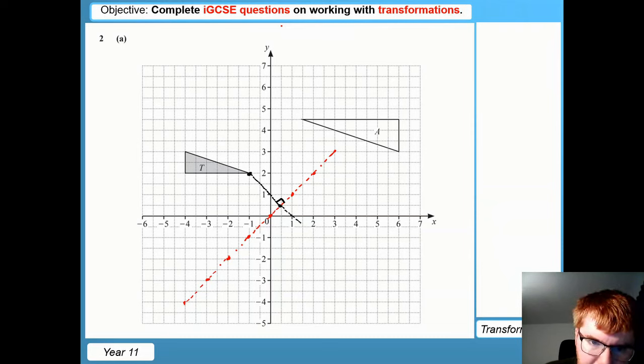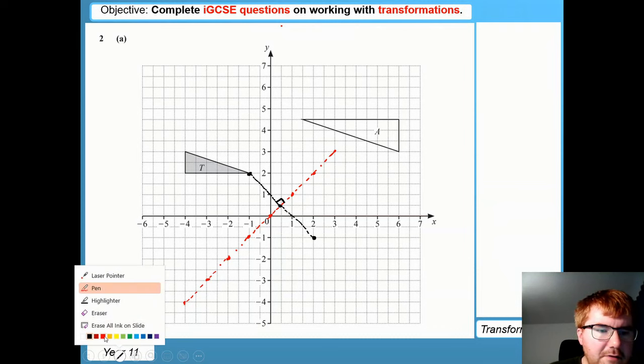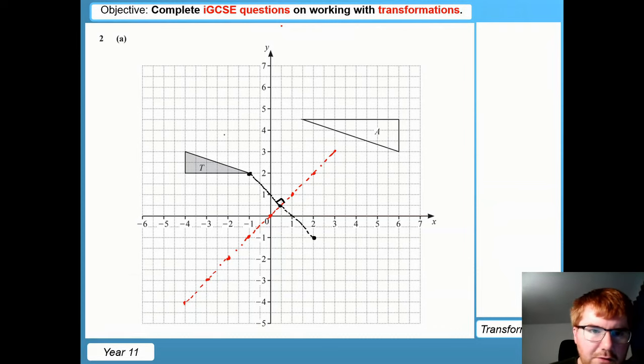So 1, 2, 3, so that point comes to there. And we do the same process on each of these coordinates. So let's take this one here. Again, we want to go diagonal. So we go diagonal, diagonal, diagonal, diagonal, until we get to the reflection line.